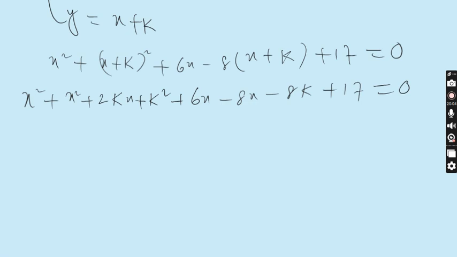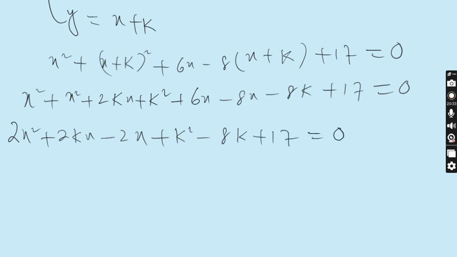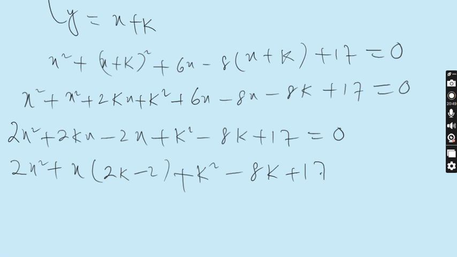X square plus x square, it's 2x square. Now plus 2kx, 6x minus 8x is minus 2x, and plus k square minus 8k plus 17 is equal to 0. So 2x square plus, taking x common, 2k minus 2, and plus k square minus 8k plus 17 is equal to 0. This is the quadratic equation in the form of ax square plus bx plus c equals 0.